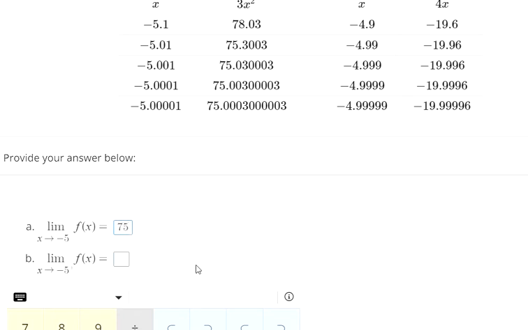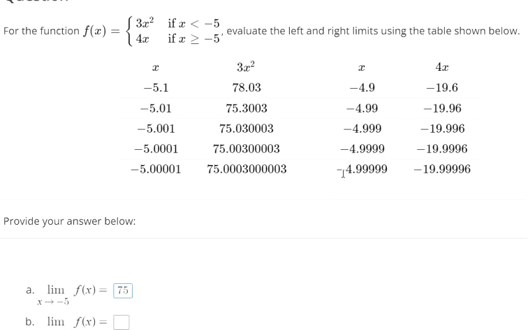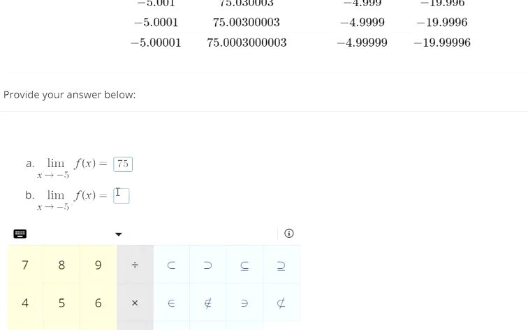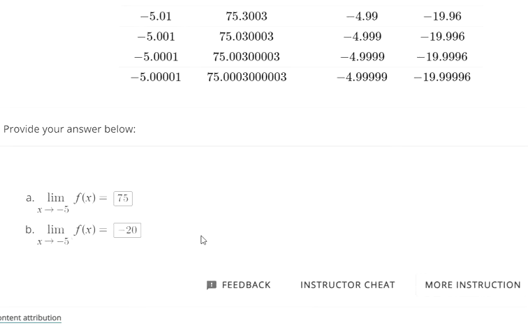Limit approaches -5 from the right. So that means a number slightly to the right of -5. So in a number line, careful with negatives, it's kind of reverse. -4.9999. That's infinitely close to -5, just a little bit to the right. And so you can see the y values are getting infinitely close to -20.